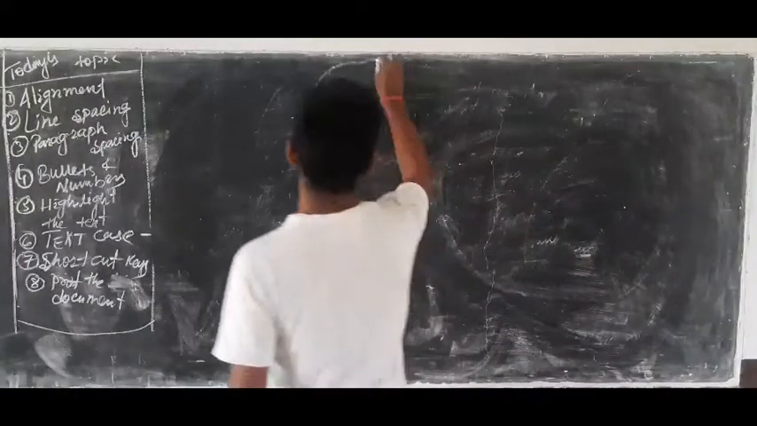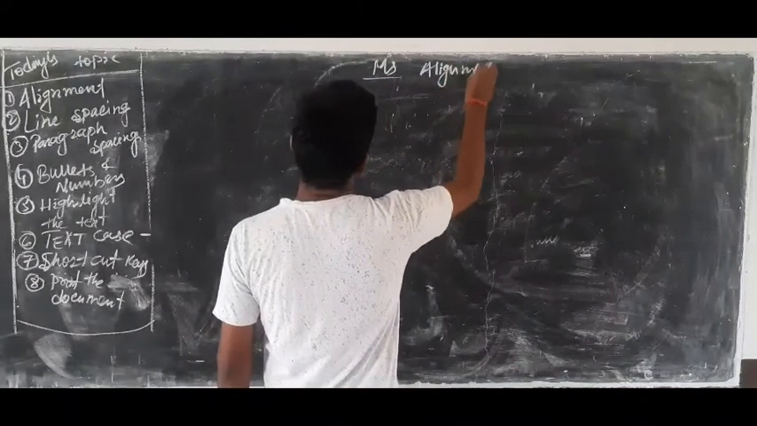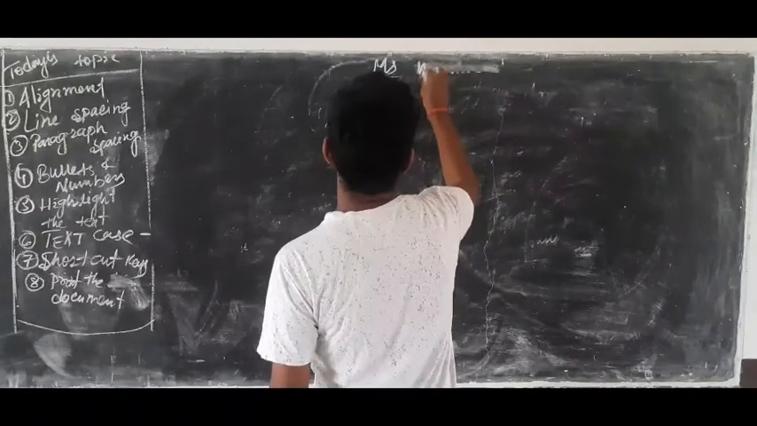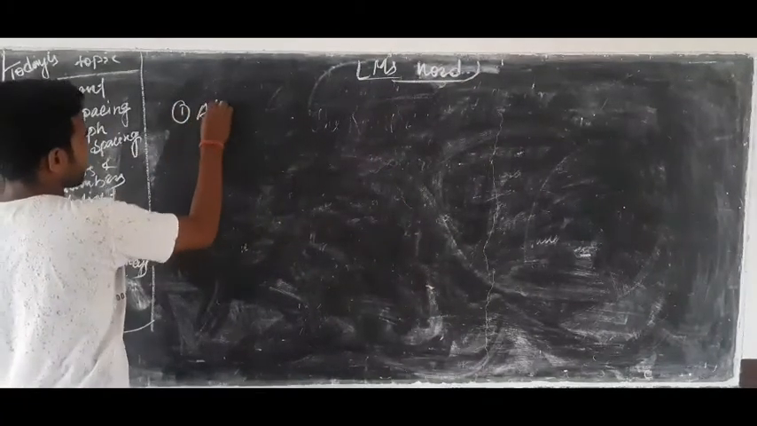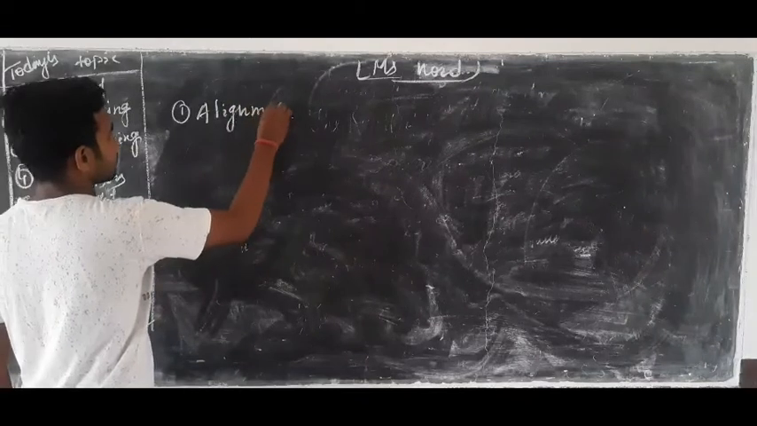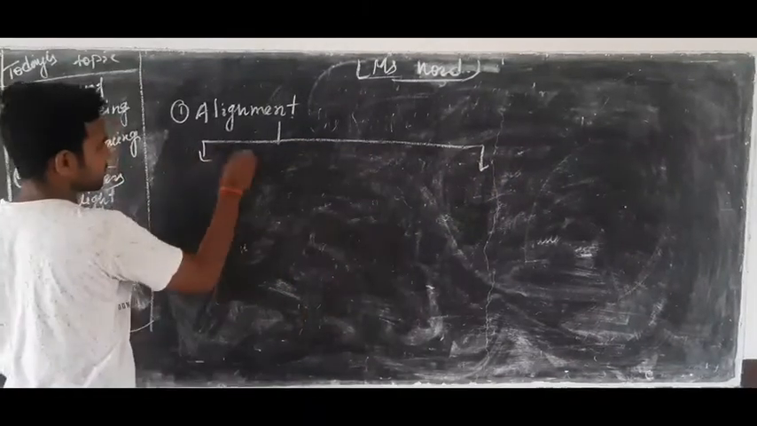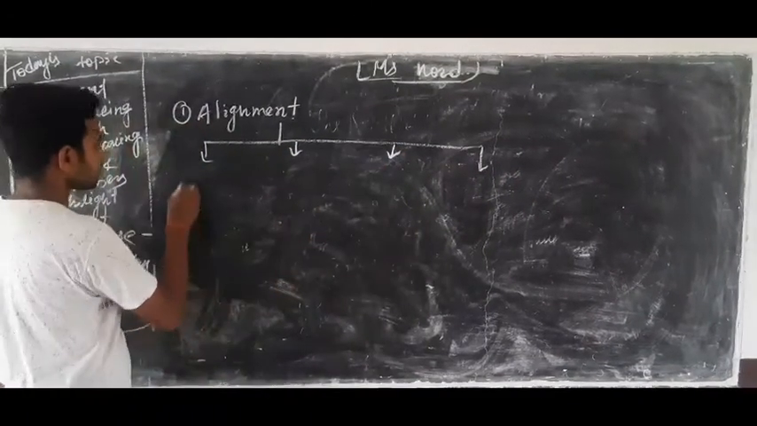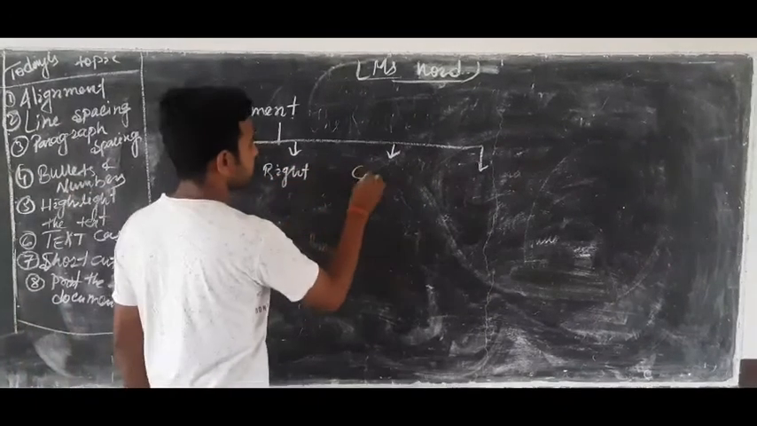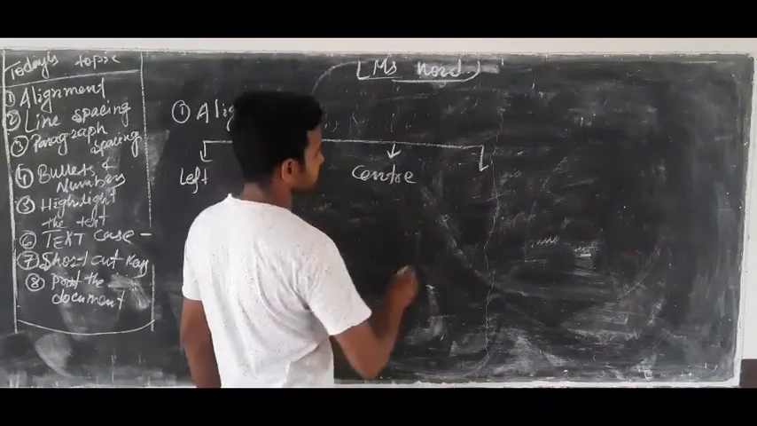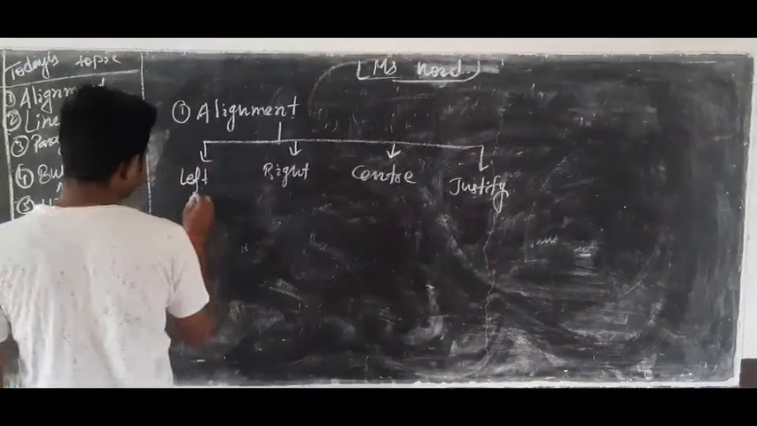So today's first topic is alignment. It has four types: left, right, center, and justify. Shortcut key.